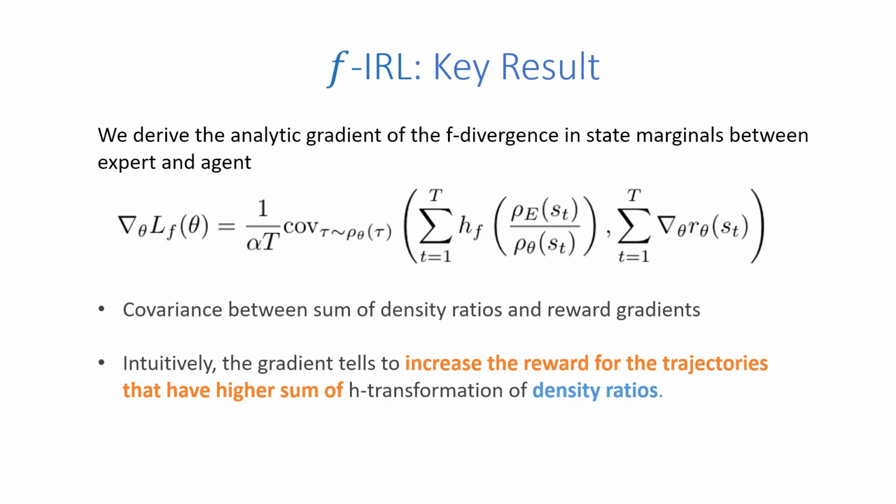We derive the analytical gradient of our objective with respect to the reward parameters. The gradient formula is the covariance between the reward gradient and the sum of h transform of density ratios. Intuitively, the gradient tells us to increase the reward for the trajectories that have a higher sum of density ratios.